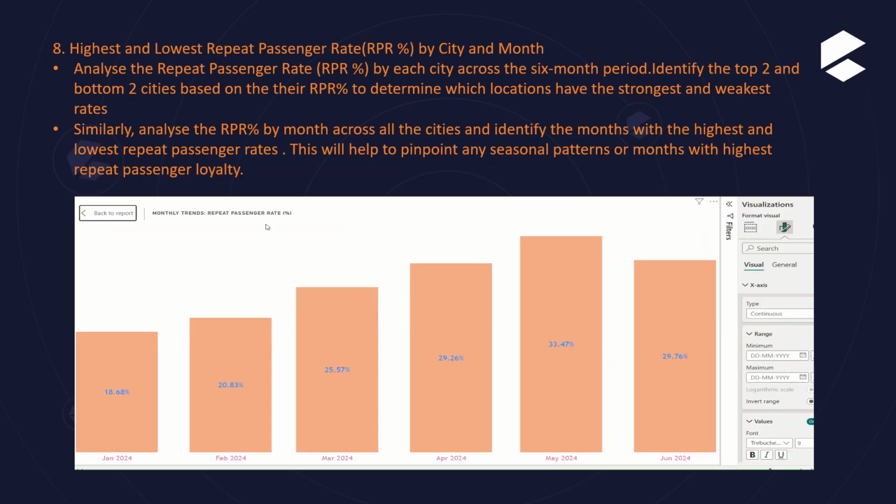Repeat passenger rate by month. We see that May has the highest repeat passenger rate, followed by June, with the least being January and February.